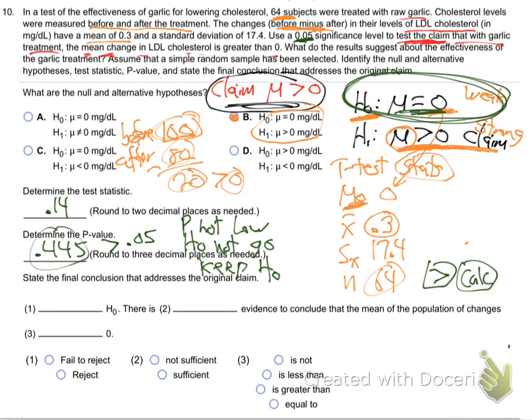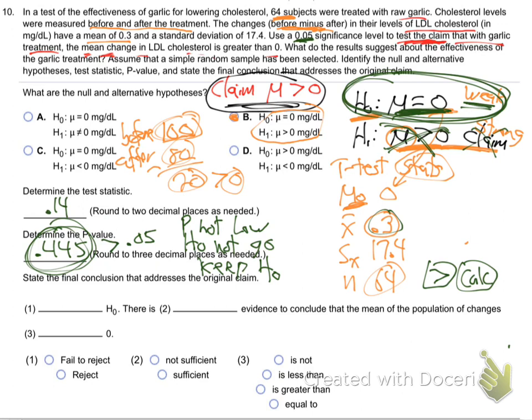There's a 44% chance that this little difference could have just been luck. There was just some reason their cholesterol was a little lower afterwards by luck, not because the garlic was doing it. There's a 44% chance it's just luck. That's weak results. So very weak. So we do not agree with the claim. We stick with the original null hypothesis, which means there's no difference. The mu is 0. No difference.